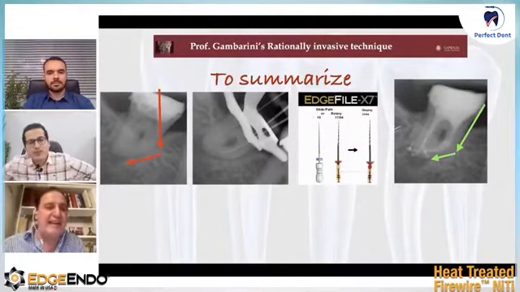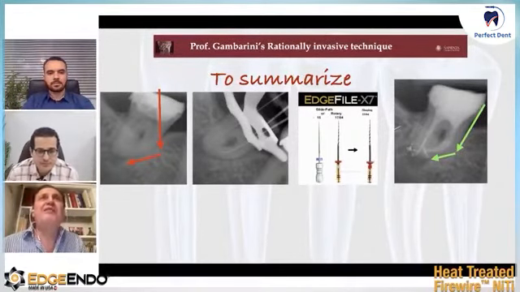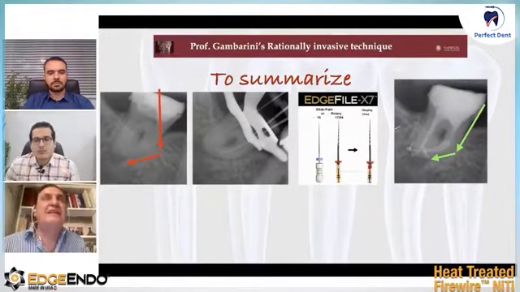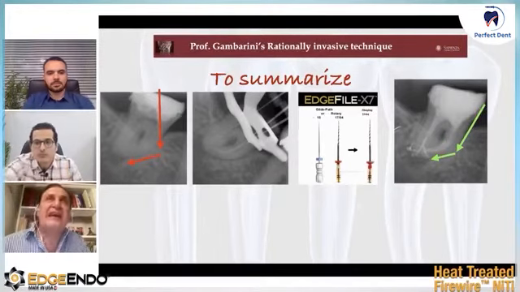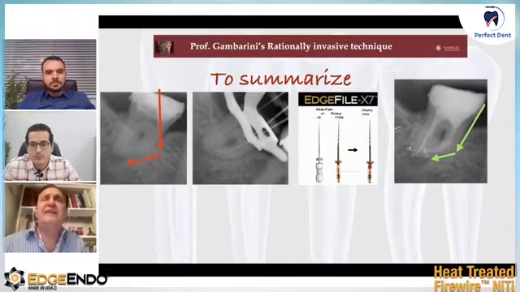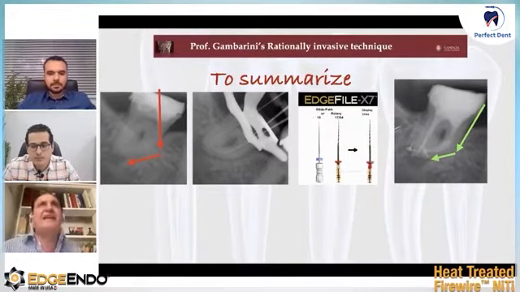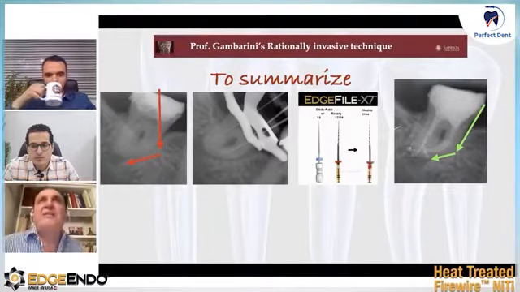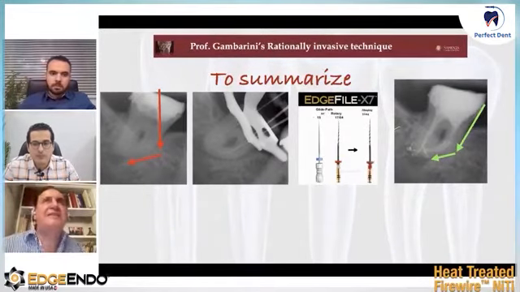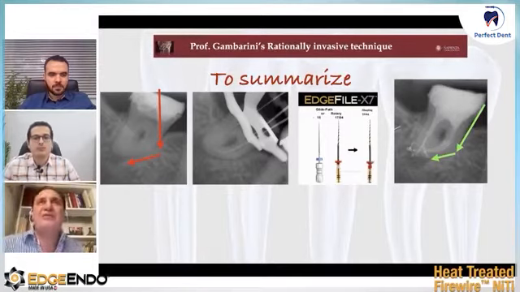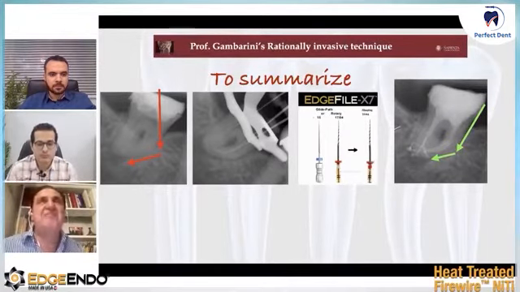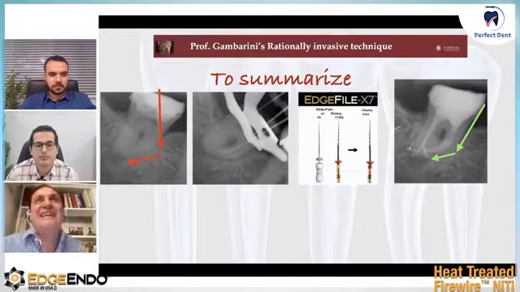So to summarize, what we have to do, we have to be rationally invasive. We have to modify the curvature, slightly or a little bit more, depending on the anatomy. The more complex the canal, the more my suggestion is to modify it, because I don't want to run the risk of making iatrogenic errors. I could even be more minimally invasive, but sometimes there's no real issue in this. And especially if you use a very small file to brush and to flare, it's very, very rare. I never create any stripping.